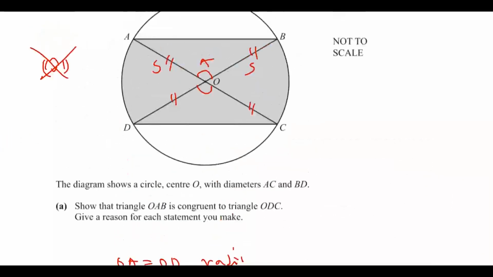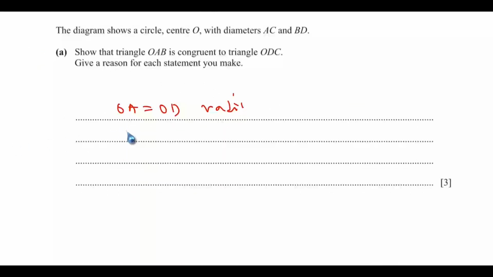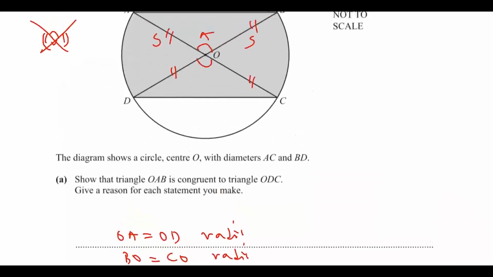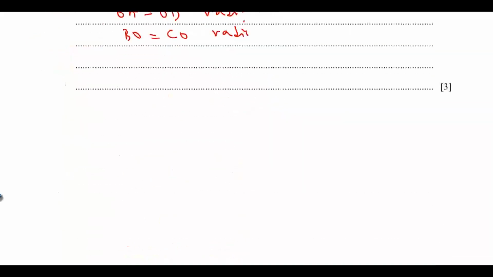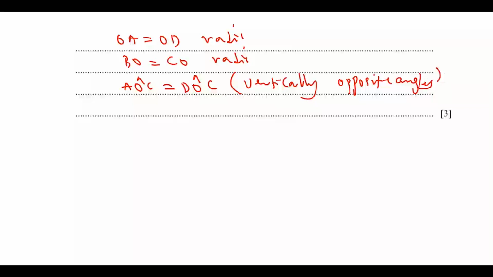Then I can say BO is equal to CO. They are both radii as well. Then angle AOB is equal to angle DOC, because they are vertically opposite angles. They are seen in the letter X, as I said earlier.